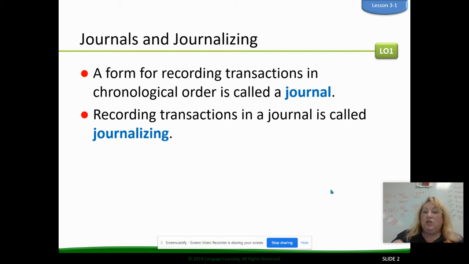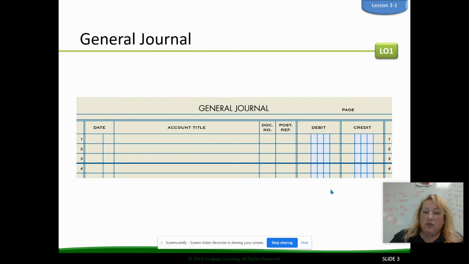So when we journal, when we put information into the journal, so when we record those transactions into the journal, that's called journalizing. So this is what that general journal looks like.